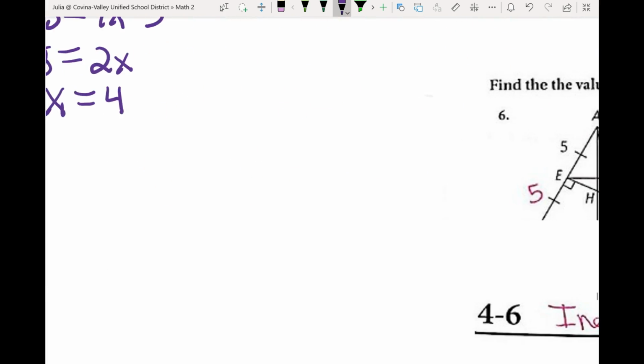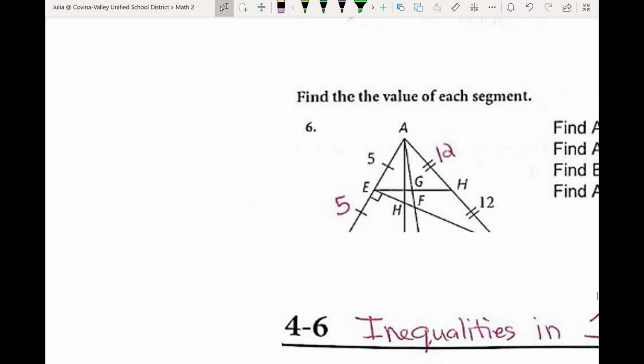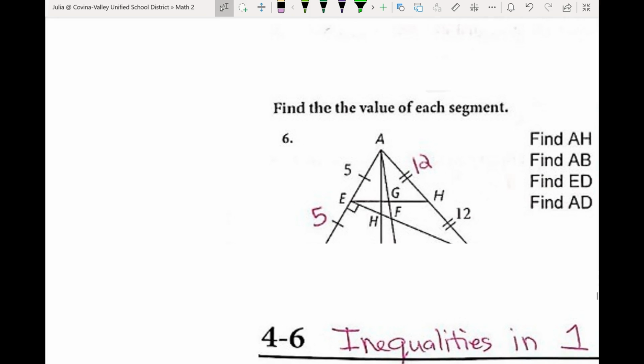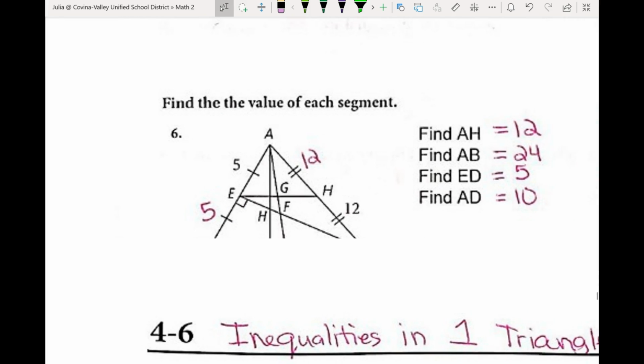Number 6, what did you get? 24 for AB? 24, 5, 10. Good. If there's any questions, please let me know.